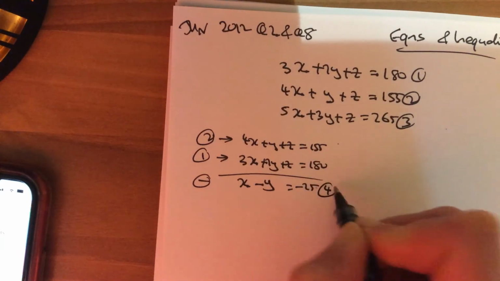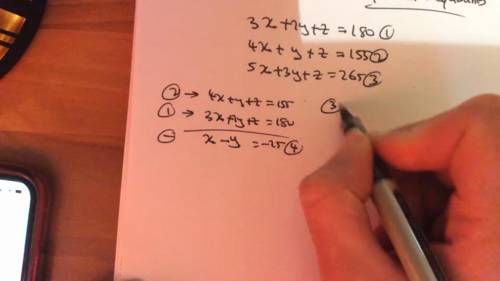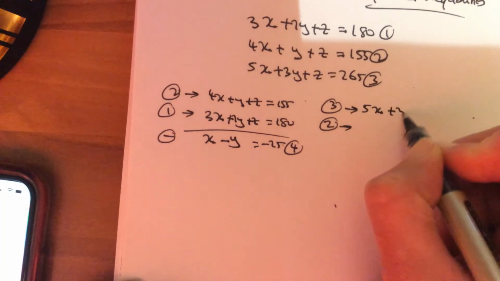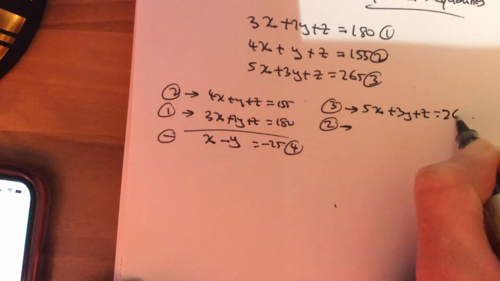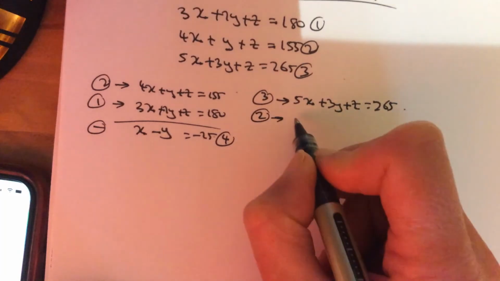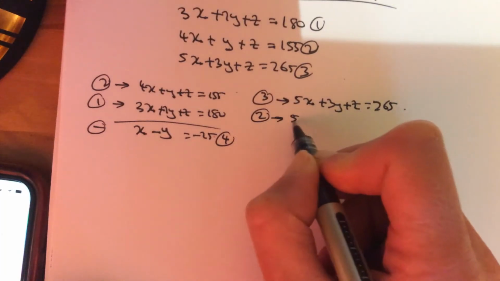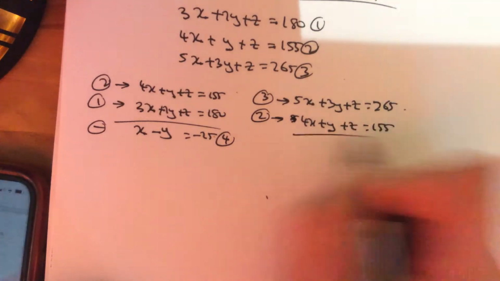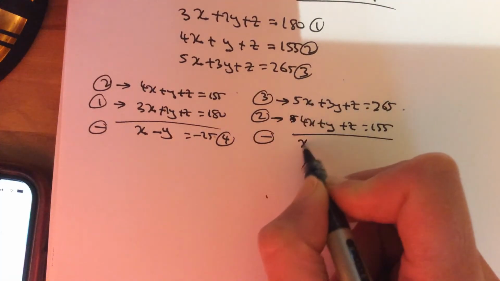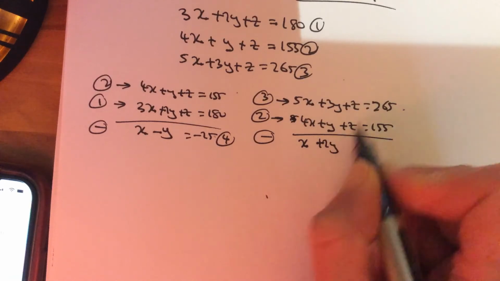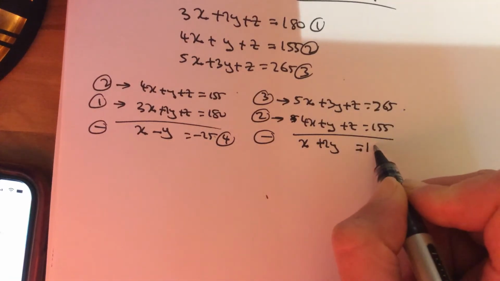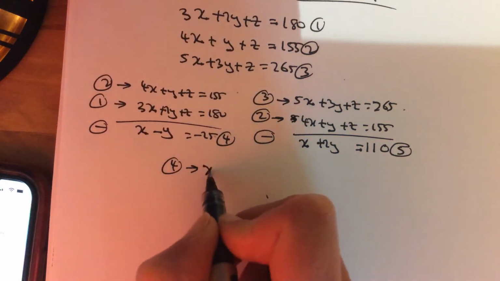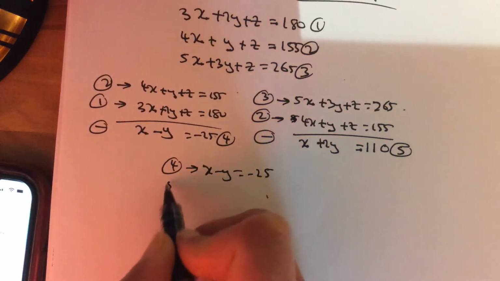Call that equation 4. Pick another pair, and it doesn't matter which 2, so I'll go for equation 3 and equation 2. Equation 3, just writing that out, and equation 2. 4x add y plus z equals 155. Draw your line, subtract. So 1x plus 2y, they disappear, equals 110. Call that equation 5. So writing out 4 and 5 beside each other to see what we have.